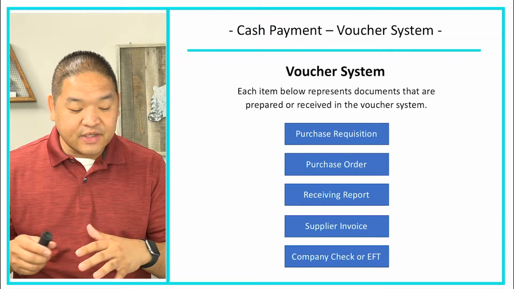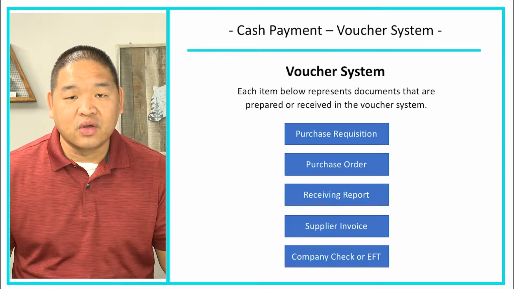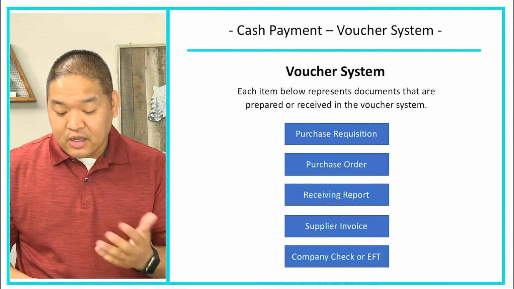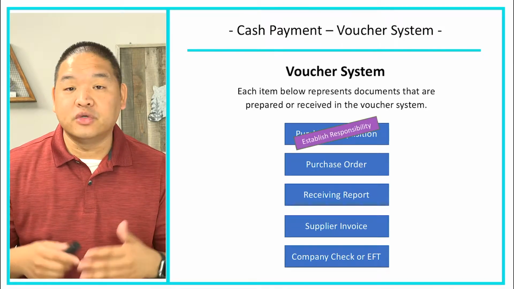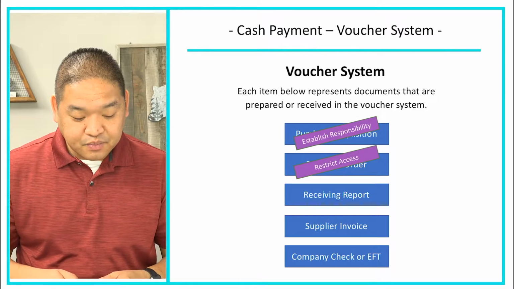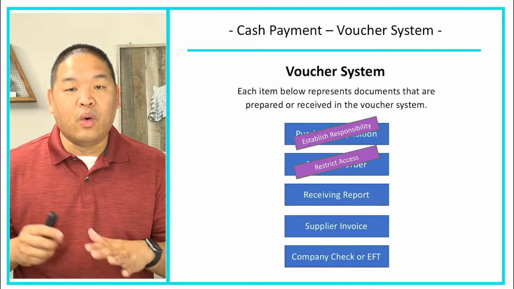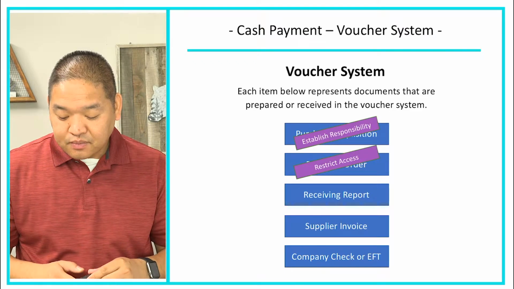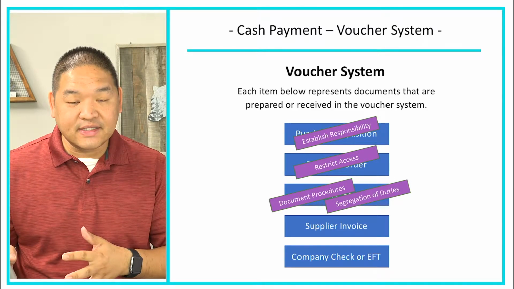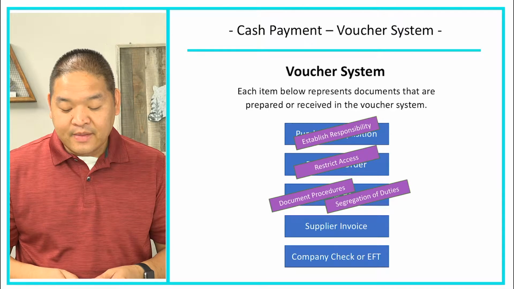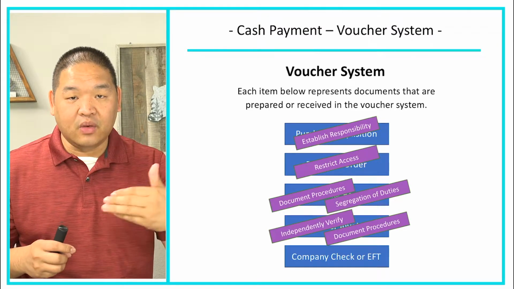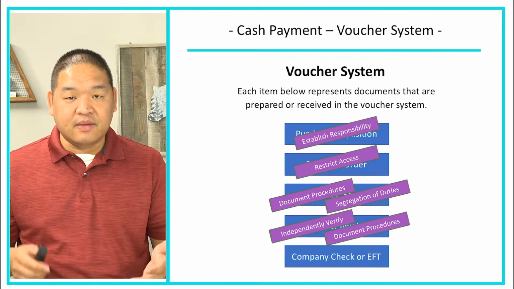Now, what about the internal control focuses that we talked about? Well, here's how that all works. So the purchase requisition establishes responsibility, who's responsible for the items that we purchased. The purchase order restricts access to what vendors we can use. The receiving report documents our procedures. It also segregates the duties necessary. The supplier invoice independently verifies that what we're paying is actually what we received. And then we also document those procedures.